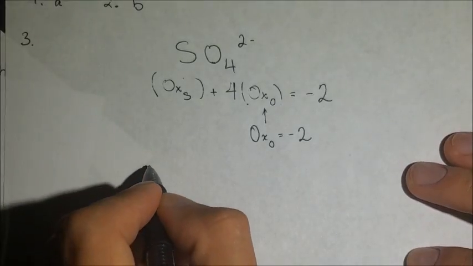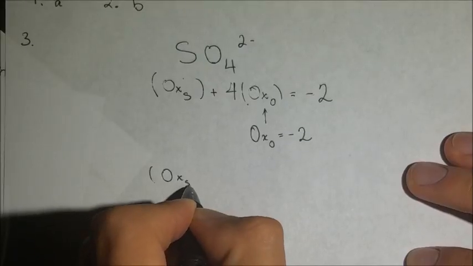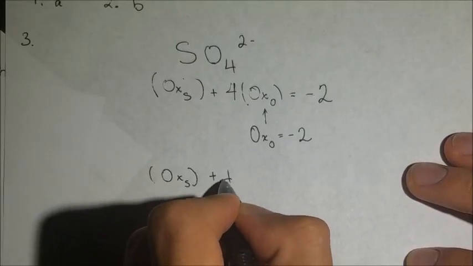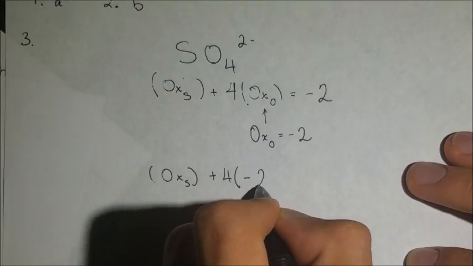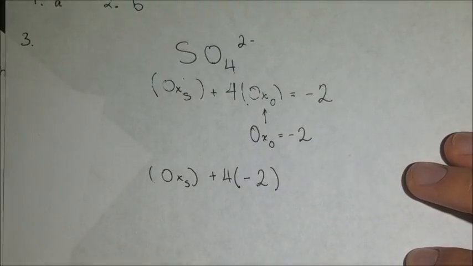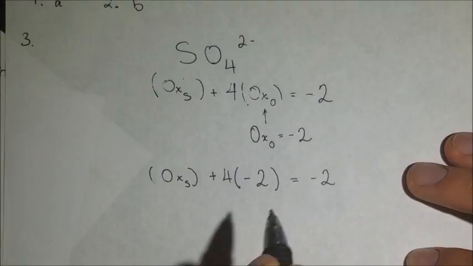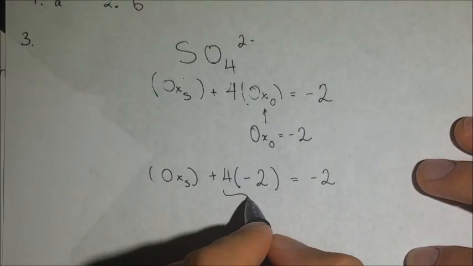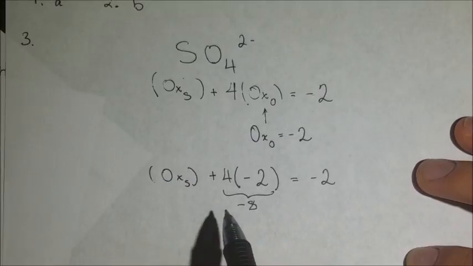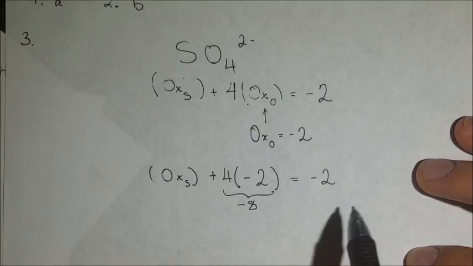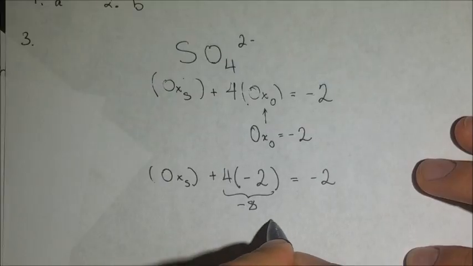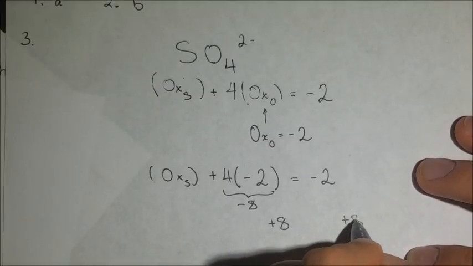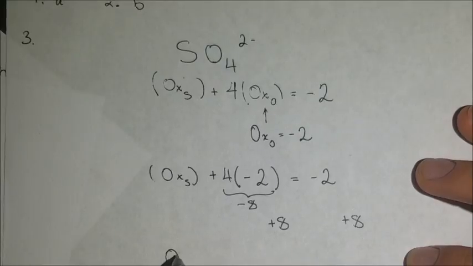So we still don't know what sulfur is, so we'll just leave it like that. Plus 4 times -2 equals -2. Alright, so this is just -8. And now let's go ahead and add the -8 over to here. So we'll take this and add it to both sides of the equation. And now the oxidation number on the sulfur becomes -2 plus 8, which equals +6.